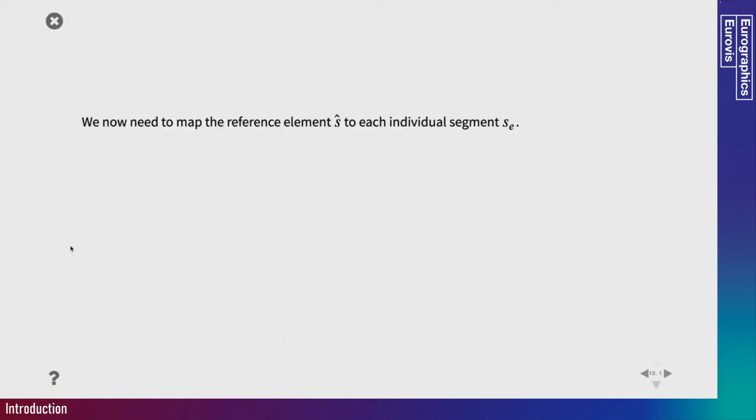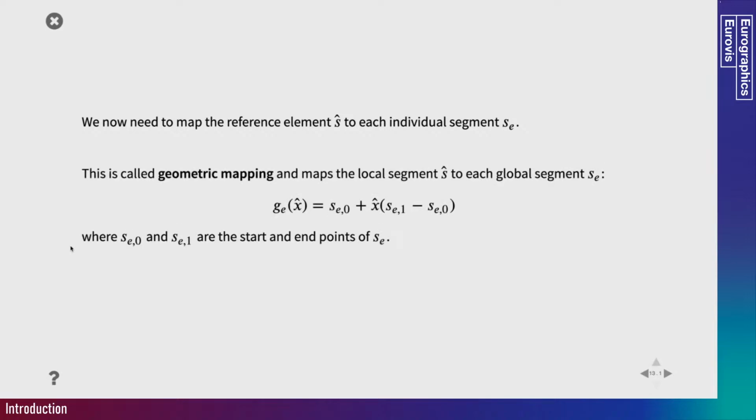Now that we have this reference element, what we need to do is take every individual segment S_e we had in the very beginning, and map them to our reference element. This is not particularly difficult in 1D, and it is called a geometric mapping. We have our segment 0, 1, and we shift it according to the start point of every segment and then scale it. For example, if the actual segment is 0.1 to 0.2, we need to scale it by 0.1 and then move it by 0.1.